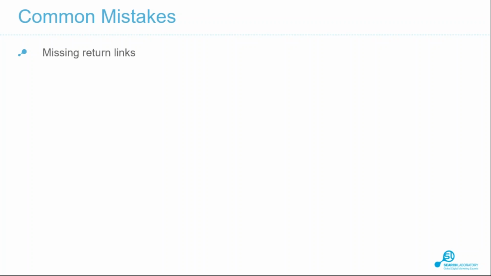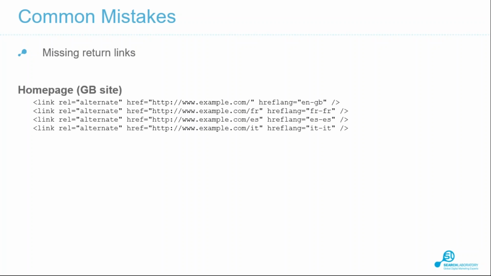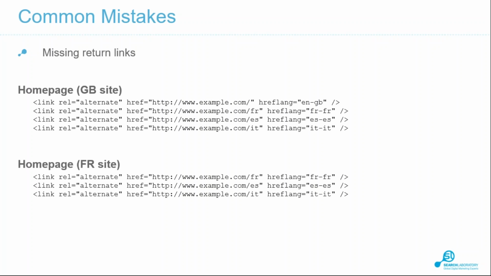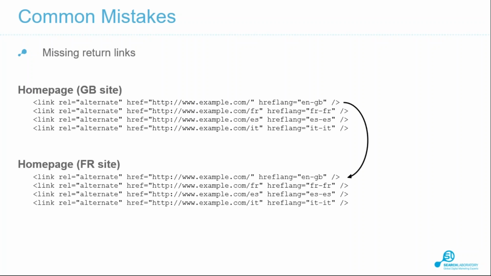Another issue that we do see sometimes is missing return links. So if you reference a page from another, that page must then reference back to the original. So if we've got our home page on our GB website, we've got all our hreflang code there referencing our various European websites. If we put this code on our French website, this would be erroneous because there's no reference to the English website, whereas there is in the previous case. So we simply need to drop that extra line in there to make it valid again.